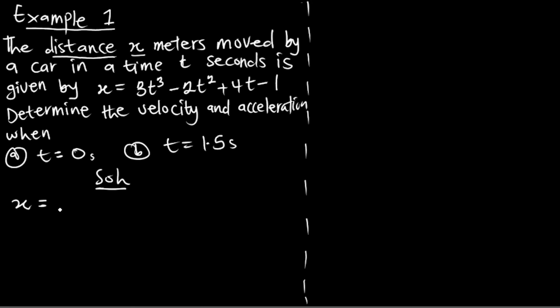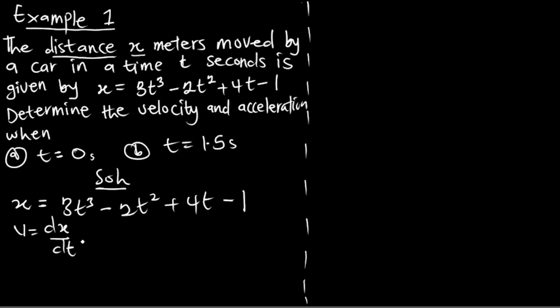So with our solution, do we have our distance, which is the x? Yes, and it is 3t cubed minus 2t squared plus 4t minus 1. This is the distance. But we know that to get the velocity from this, we are going to get our velocity as dx with respect to t. That's going to give us our velocity. And to differentiate this, we are going to get 9t squared minus 4t plus 4. So this is our velocity equation.